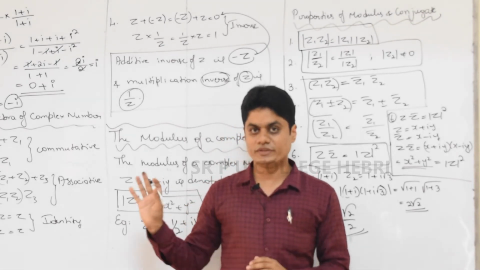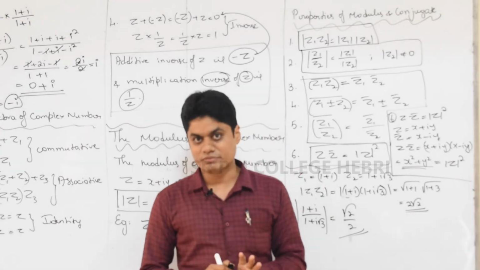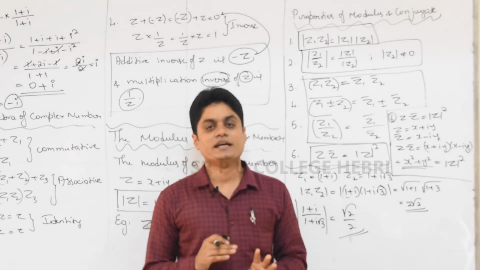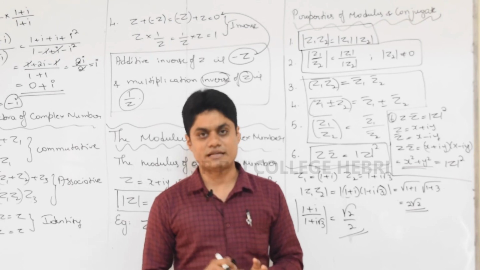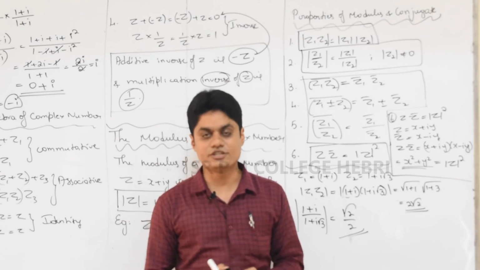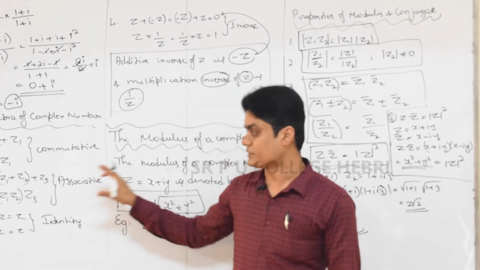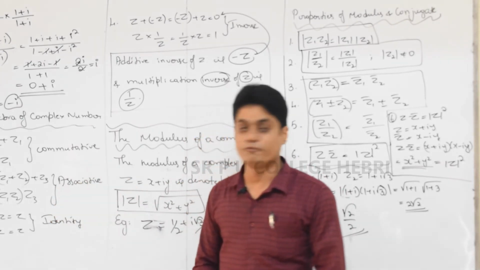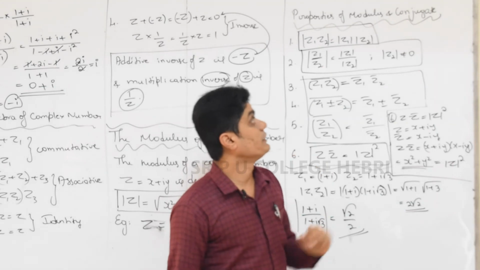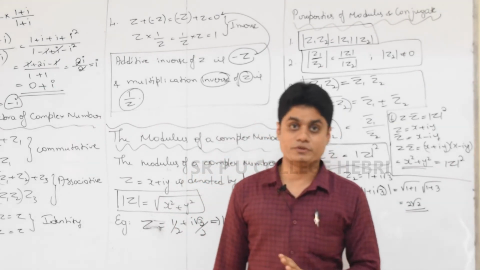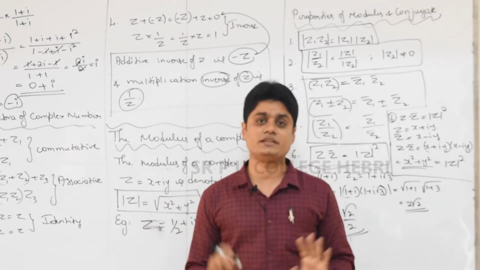Okay, so we completed today's algebra of complex numbers. What all have come in it? Equality, addition, subtraction, multiplication, conjugate, division, modulus. And the list of properties: addition and subtraction had 4 properties, modulus and conjugate had 6 properties. These 10 properties must be memorized.